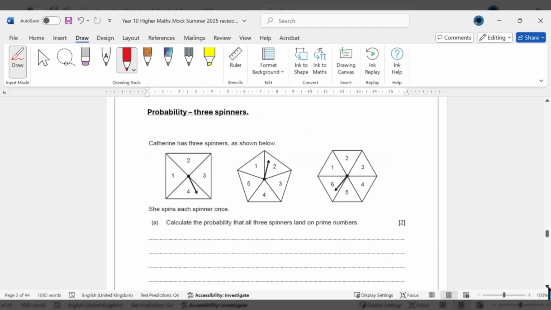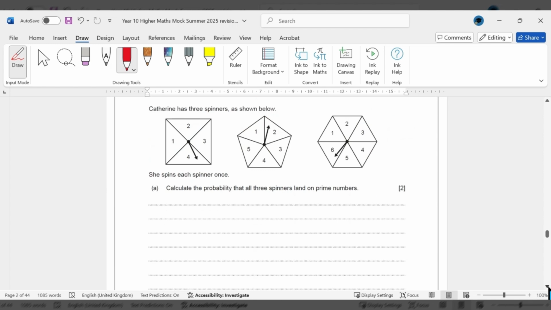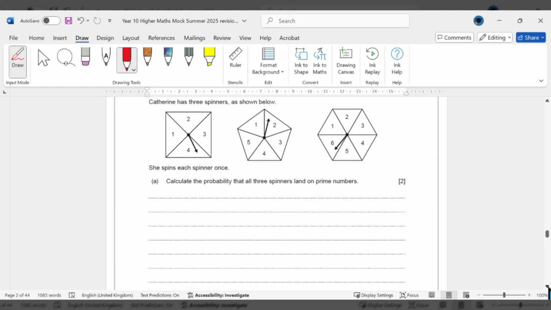On to probability, okay? Let's go with probability to land on prime numbers. Got to know your prime numbers. 1 isn't a prime number. 2 is, 3, 5, 7. A little bit like when you're doing product of primes. Certainly got to know those first 5, right? So here, your prime numbers are there. Here, your prime numbers are there. And here, your prime numbers are there.